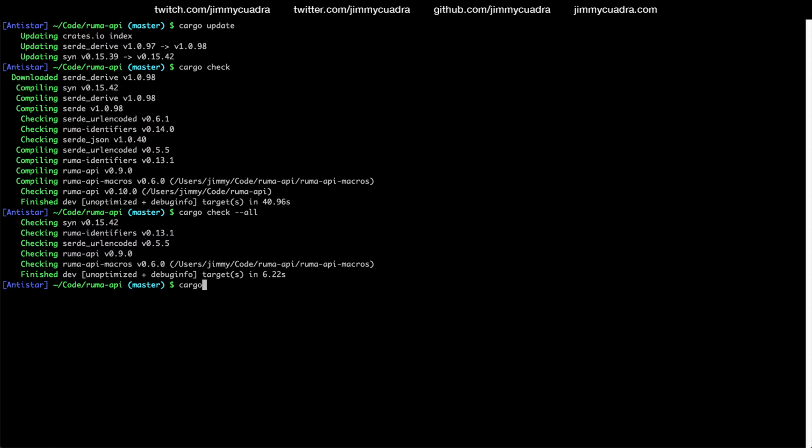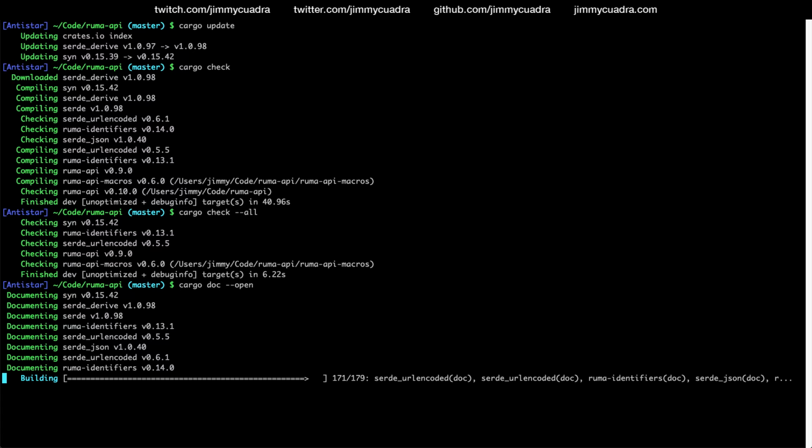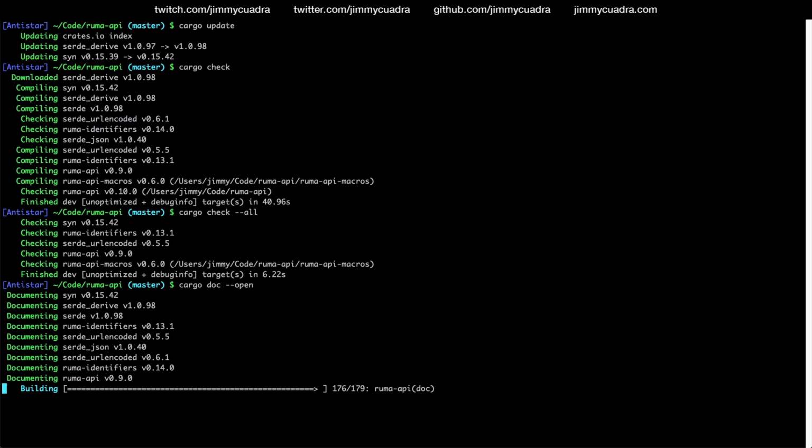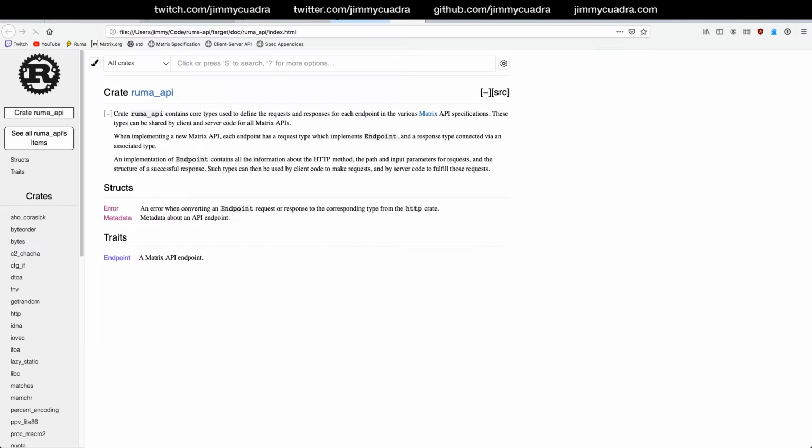Let's also run cargo doc --open. I think this will document both Ruma API and Ruma API macros, but I am not totally sure if I need a --all on this. I guess we'll find out. So the other thing I did, besides literally merging these two on the other stream on Wednesday, was integrating them. So Ruma API macros is just a procedural macro that exports a single bang macro, or I guess it's an attribute macro.